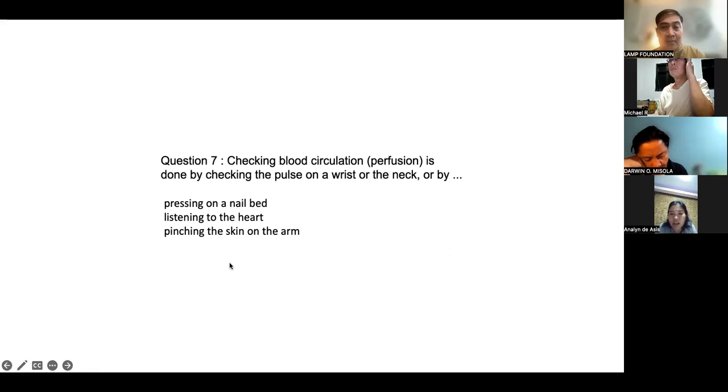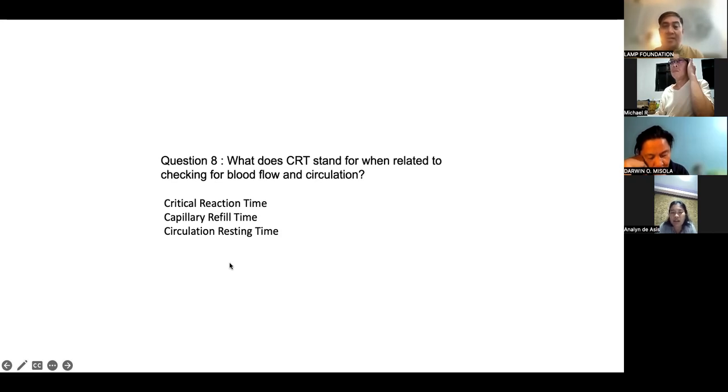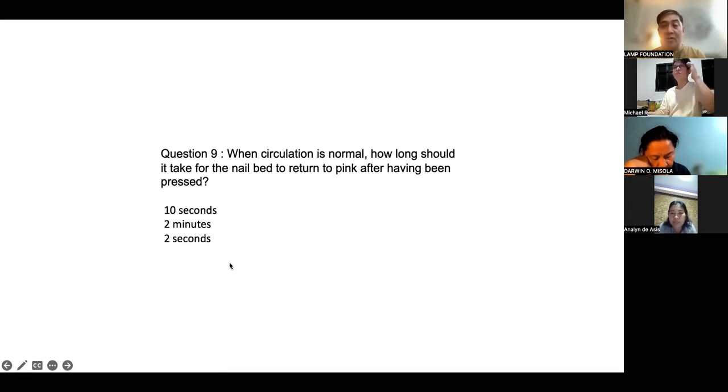Checking blood circulation or perfusion is done by checking the pulse at the neck, or by pressing on a nail bed. What does CRT stand for when related to checking blood flow and circulation? Capillary refill time. When circulation is normal, how long should it take for the nail bed to return to pink after having been pressed?